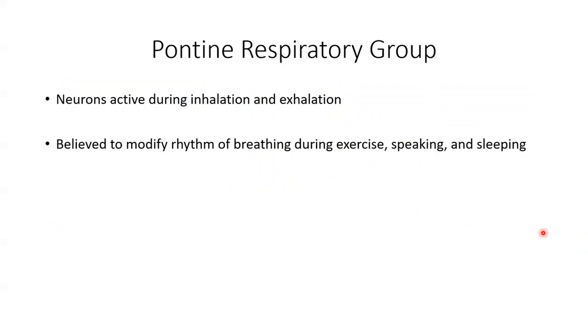Our pontine respiratory group was then that collection of neurons in the pons. We know a little bit less about this pontine respiratory group, but what we believe occurs is that they transmit messages that modify the rhythm of breathing during things like exercise, speaking, and sleeping. So they play a role in both inhalation and exhalation. They actually stimulate both the dorsal respiratory group and the ventral respiratory group in the medulla, and they somehow modify the rhythm that we breathe in.